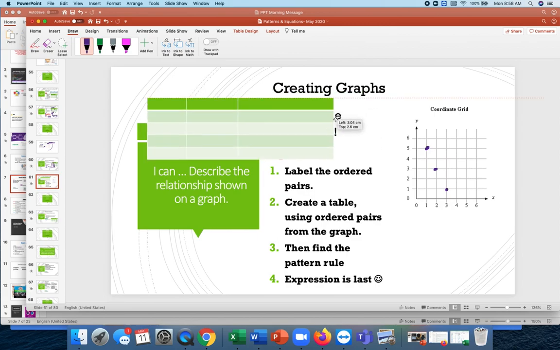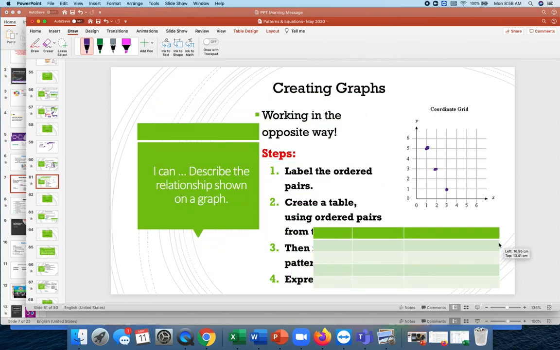Alrighty. Okay, fine. I'm just going to go down here. Okay. So my table, I'm going to name this as the X axis. This is going to be called the Y axis. And this is going to be called ordered pairs.